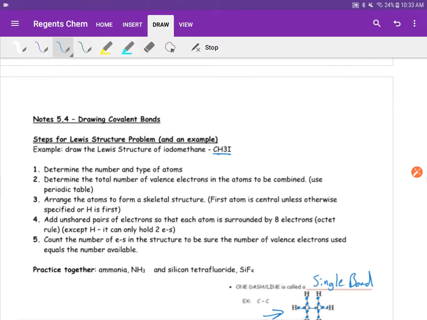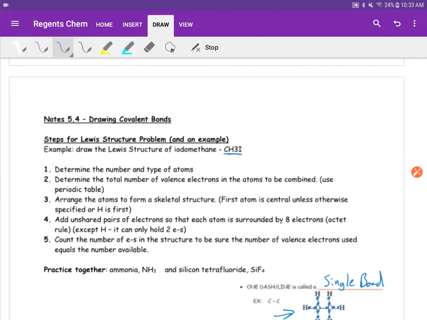All right, so we're going to go ahead and draw the structure of iodomethane. We're going to use the top part here. So step 1 and 2 we're going to do together. Determine the number and type of atoms and then determine the number of valence electrons. So there's a little formula that I like to use, okay?